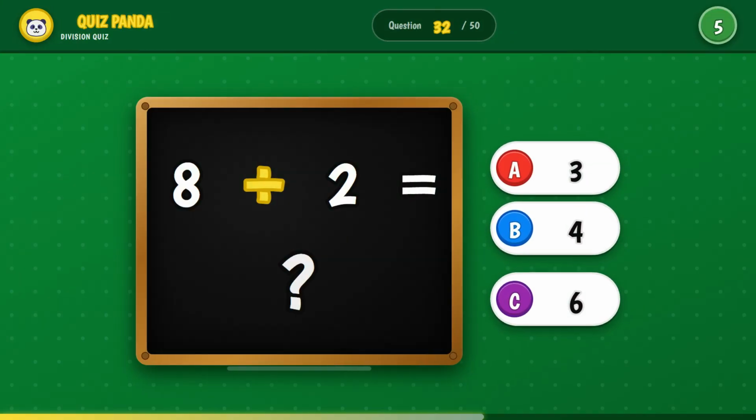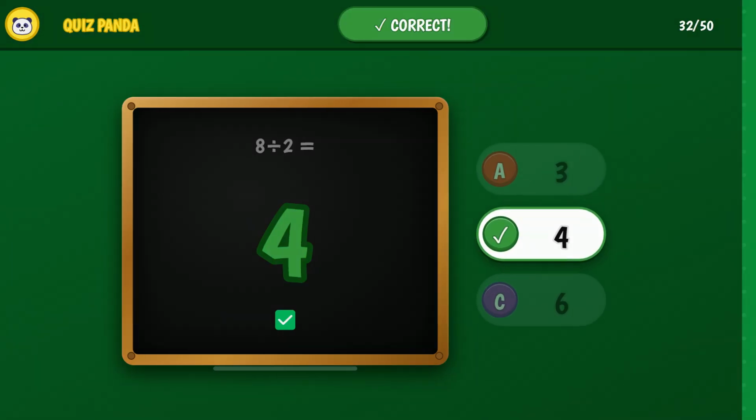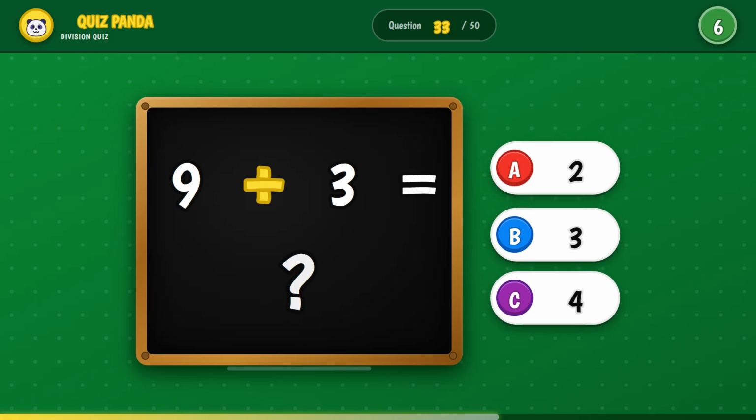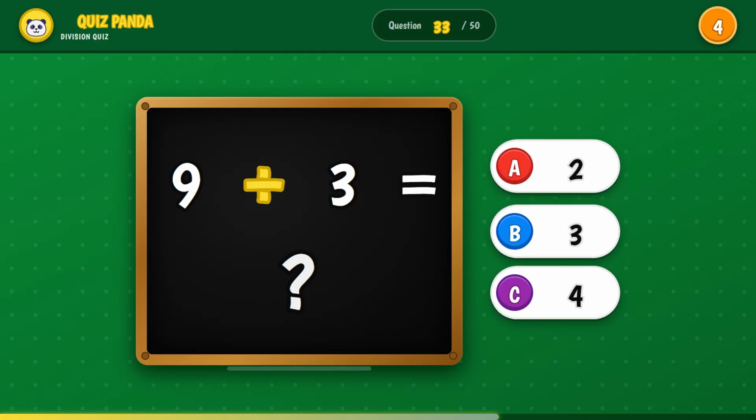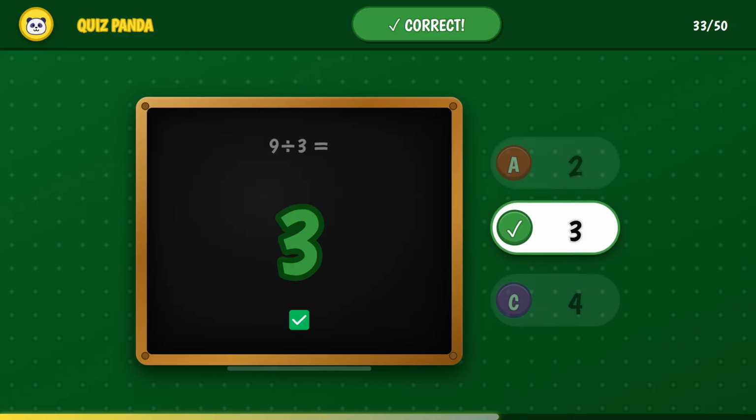Number 32. 8 divided by 2 equals? The correct answer is B, 4. Almost done. Question 33. 9 divided by 3. What's the answer? The correct answer is B, 3.